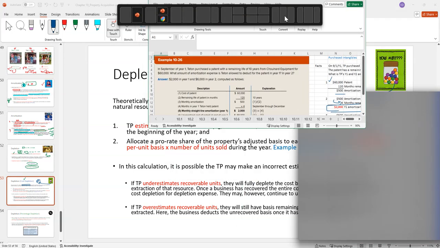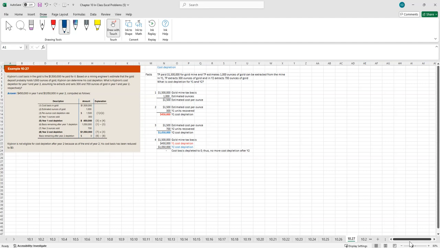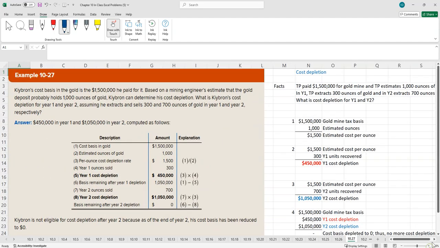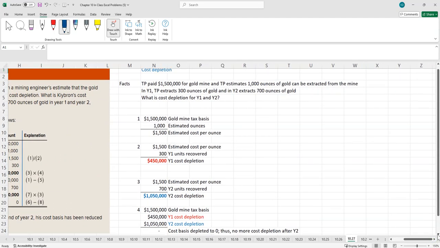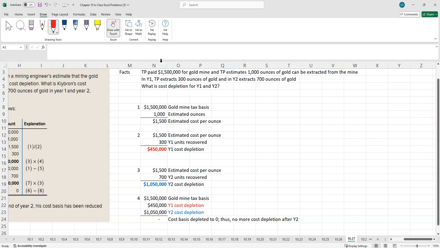So let's look at 1027. All right, so we have Goldmember. He pays $1.5 million for the gold mine, and he thinks there are 1,000 ounces of gold in there. So Goldmember pays 1.5 million. That's our estimate. So on a per unit basis, it costs us $1,500.